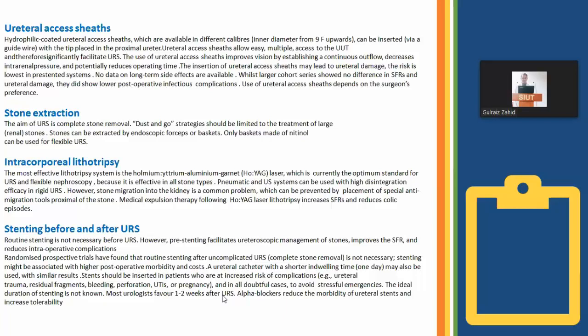Intracorporeal lithotripsy. The most effective lithotripsy system is the holmium:yttrium-aluminium-garnet laser, which is currently the optimum standard for URS and flexible nephroscopy, because it is effective in all stone types. Pneumatic and ultrasound systems can be used with high disintegration efficacy in rigid URS. However, stone migration into the kidney is a common problem, which can be prevented by placement of special anti-migration tools proximal to the stone.